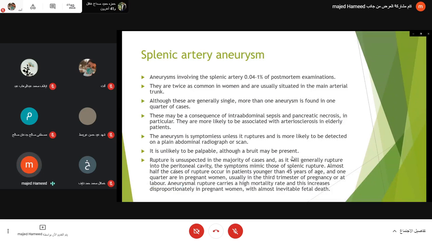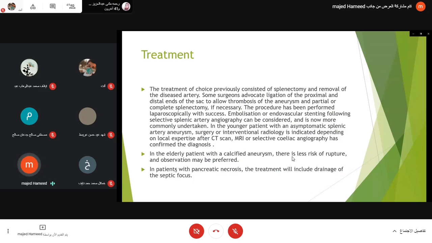Almost half the cases of rupture occur in patients younger than 45 years of age, and 1/4 are in pregnant women, usually in the third trimester of pregnancy. Treatment of choice previously consisted of splenectomy and removal of the diseased artery. Some surgeons advocated ligation of the proximal and distal end of the sac, allowing thrombosis of the aneurysm, and partial or complete splenectomy if necessary. The procedure has been performed laparoscopically with success.